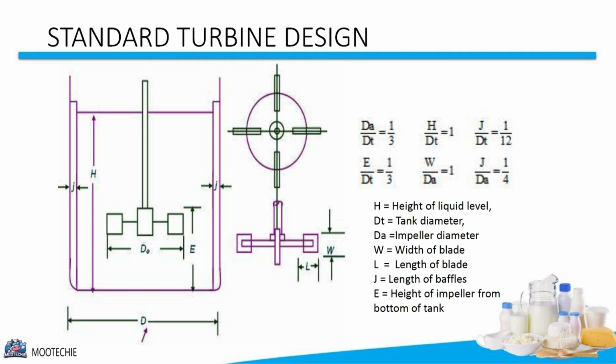For the impeller itself, the blade width, w, relative to the impeller diameter, dA, is 1. The baffle length, j, relative to the impeller diameter, dA, is 1/4. Next, let's discuss the theory of liquid mixing and power requirements.